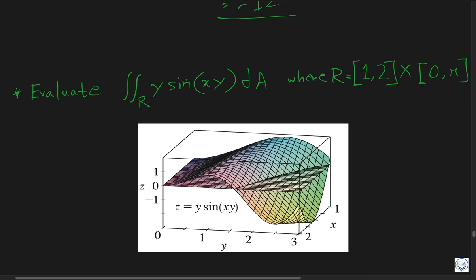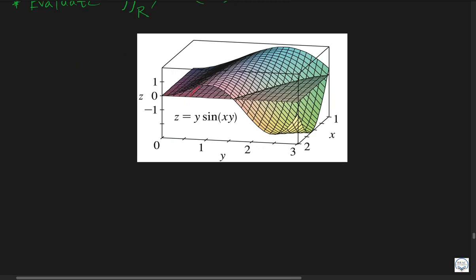Here we have the double integration of y sine xy times dA over this region. x varies from 1 to 2 and y varies from 0 to pi. And this is the graph of this particular function z equals y sine xy. Here we have both positive volumes and negative volumes. I'm using the term negative volumes to indicate volumes beneath the plane z equals 0, or the xy plane.